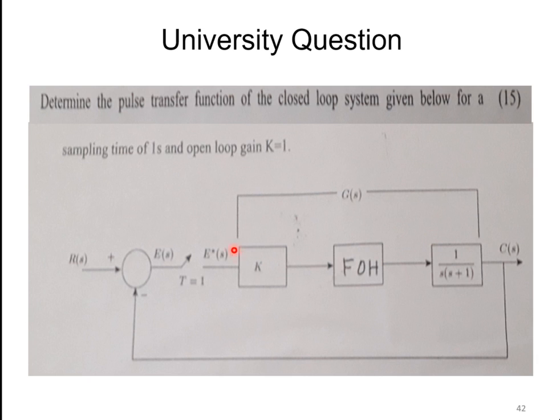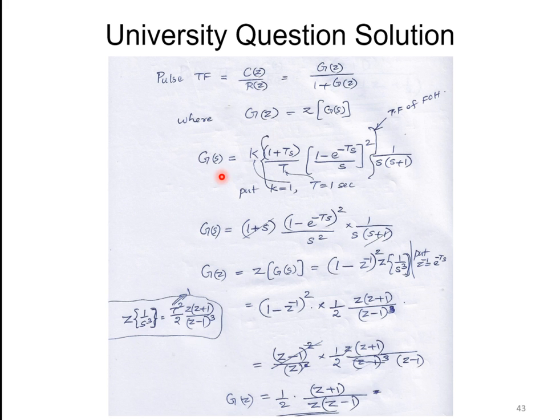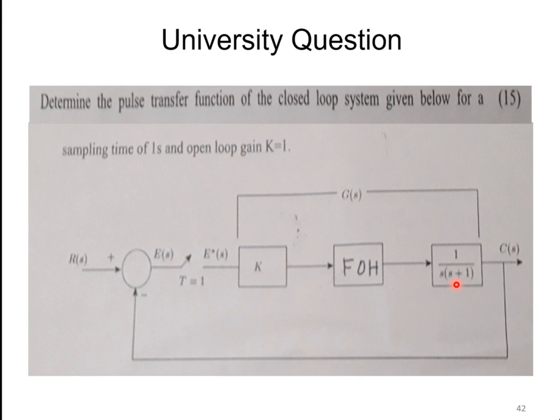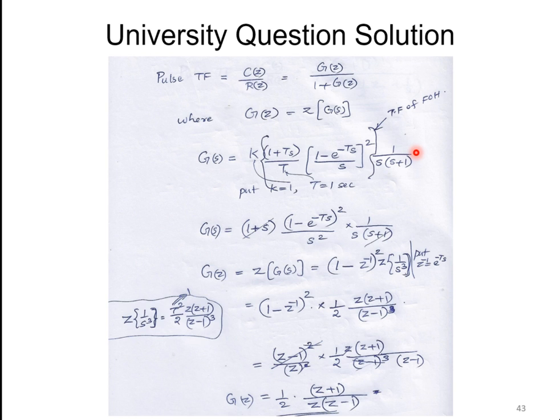these three, that is K into the transfer function of the first order hold, FOH is first order hold, and 1 over S into S plus 1, and K is given as 1 here. So here G of S I am writing as K into 1 plus Ts by T, into 1 minus e to the power minus Ts by S, into 1 over S into S plus 1, where 1 over S into S plus 1 is the G of S in this question. Here you can see this is 1 over S into S plus 1. Okay, so the cascaded combination is given as G of S.